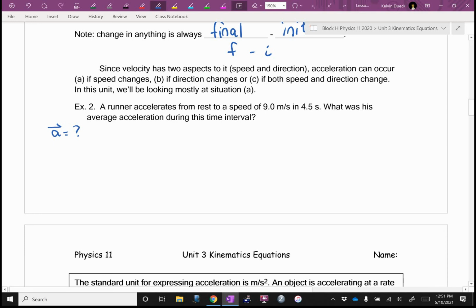What's the first number that you see in this question? 9. What are the units next to the 9? It's a velocity. Has to be. Here's the question. Is that my initial starting velocity or my later on final velocity? VF equals 9.